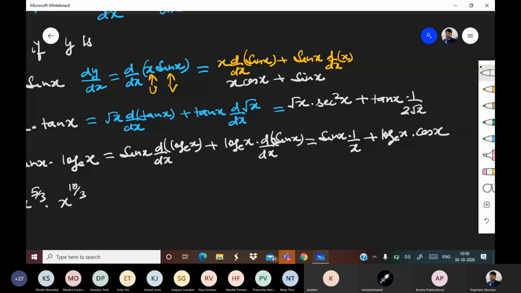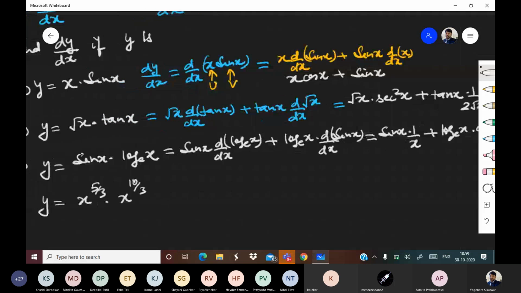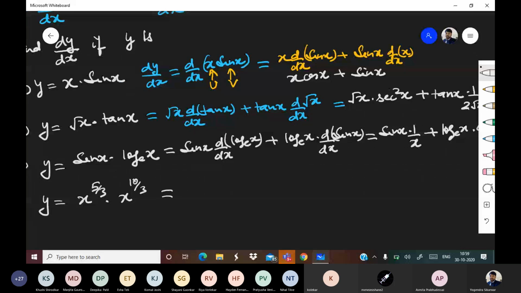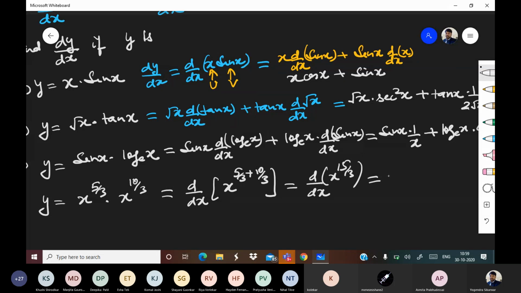Okay. Then comes the next part. d by dx of x to the power 5 by 3 into x to the power 10 by 3. That becomes x to the power 5 by 3 plus 10 by 3, that becomes d by dx of x to the power 15 by 3. That is nothing but d by dx of x to the power 5. Answer will be 5x to the power 4.